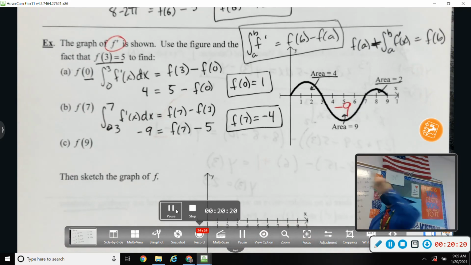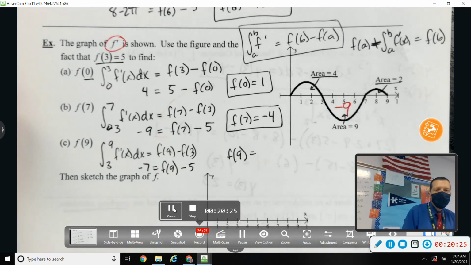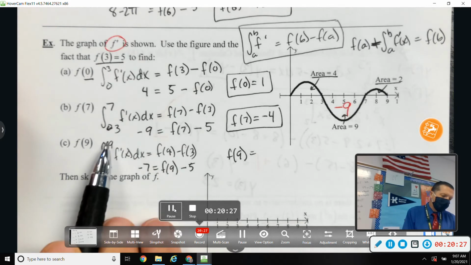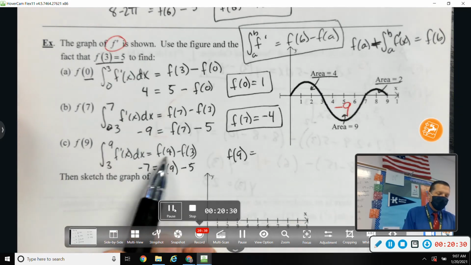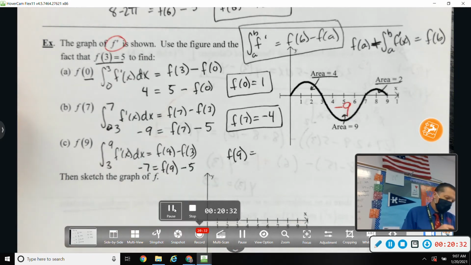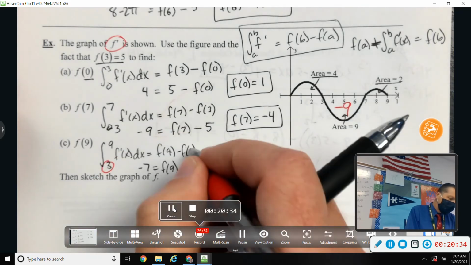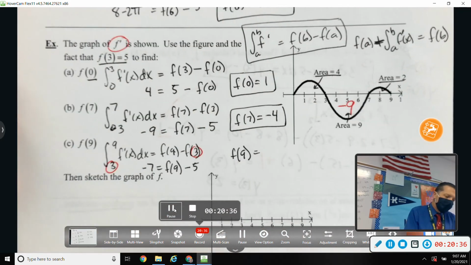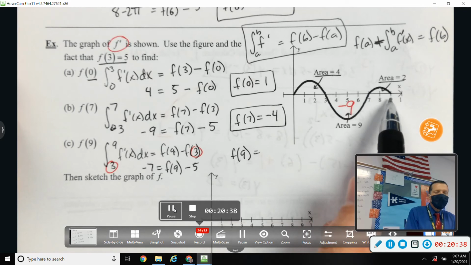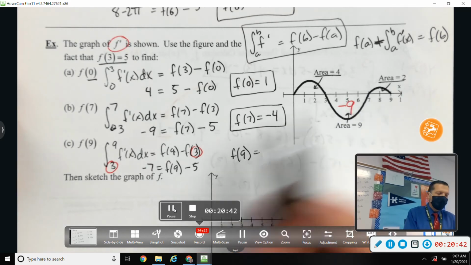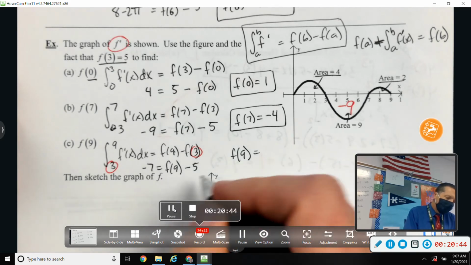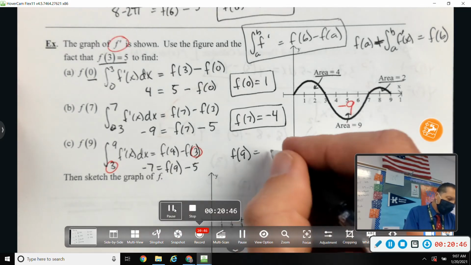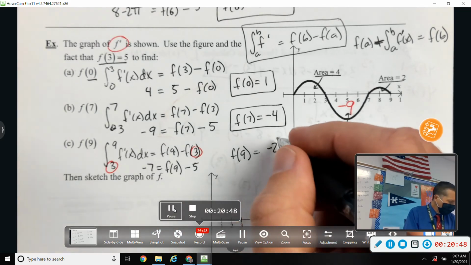Once again, you try part C, and then we'll compare notes and see how we look. So let's see. Integral from 3 to 9 would be f of 9 minus f of 3. Again, I want to keep using 3 because that's the one I know. Area from 3 to 9, so put them together, include the negative, is -7. So if I add 5 to both sides, I get -2.